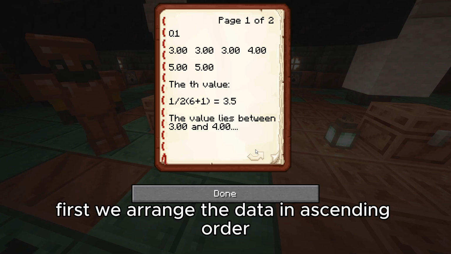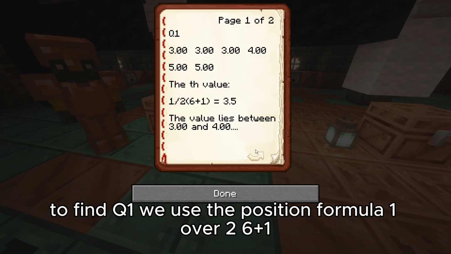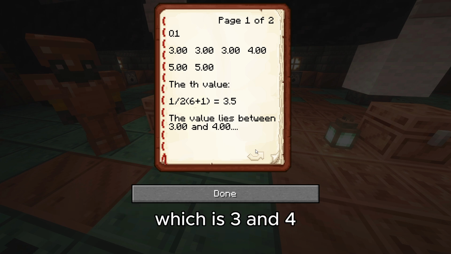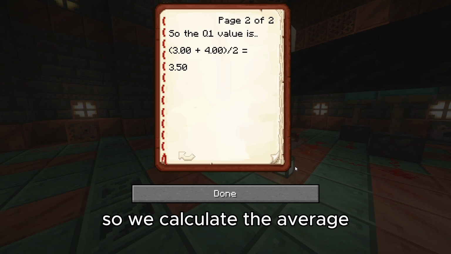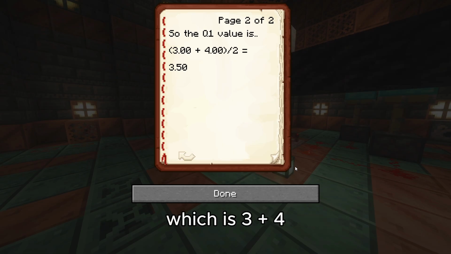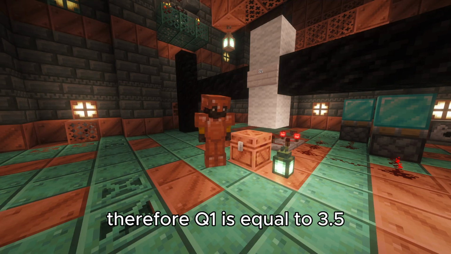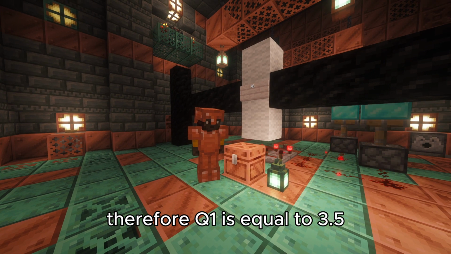First, we arrange the data in ascending order. To find Q1, we use the position formula 1 over 2, 6 plus 1, which is equal to 3.5. This means the value lies between the third and fourth data, which is 3 and 4. So we calculate the average, which is 3 plus 4 divided by 2, which is 3.5. Therefore, Q1 is equal to 3.5.